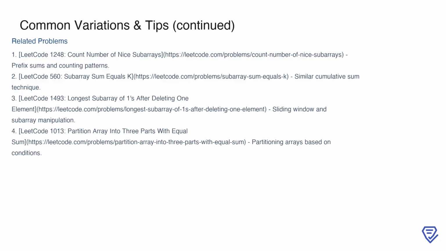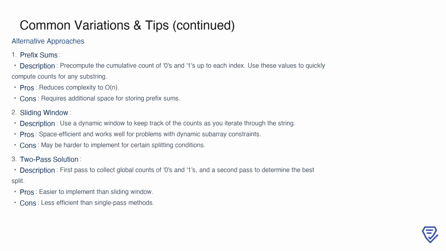LeetCode 1493, which focuses on finding the longest subarray of ones after deleting one element, introduces sliding window strategies and dynamic subarray manipulation. Finally, LeetCode 1013, which involves partitioning an array into 3 parts with equal sums, challenges you to partition arrays based on specific conditions, building on the skills of breaking down and analyzing subarrays. These problems not only reinforce concepts like prefix sums and sliding windows but also help you recognize recurring patterns, deepening your problem-solving toolkit.